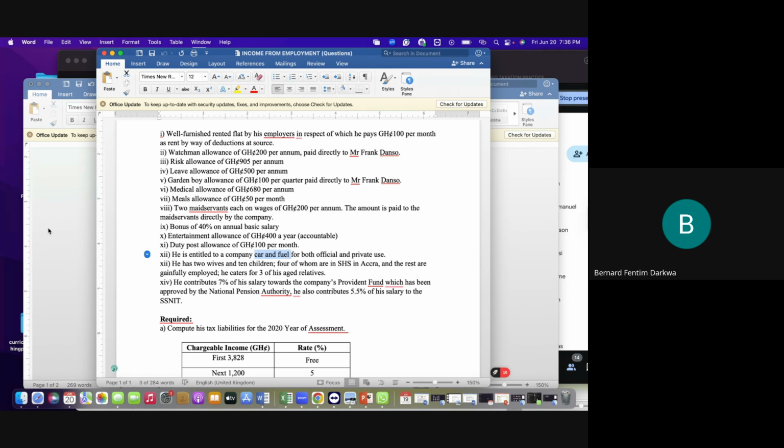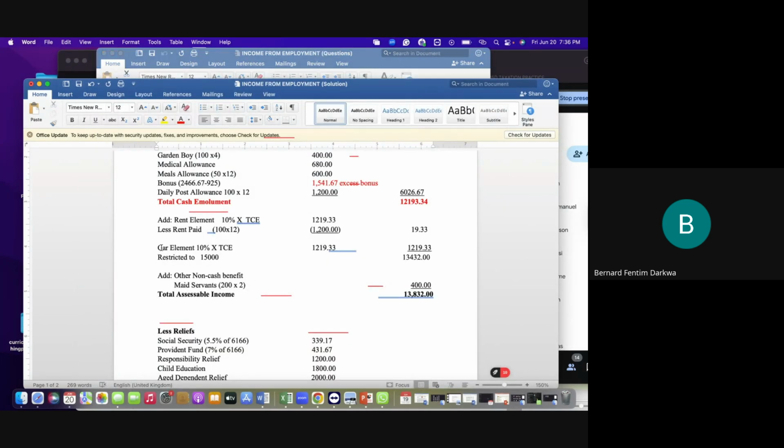So because you are giving car and fuel only, we are going to take 10% of the TC. And he was not making any payment in advance for it. So look at it: car element, 10% of total cash emolument. You calculate it, and the whole thing, you bring it here. So you see that now we have the rent element and the car element. The two, you add to the total cash emolument to get the qualifying employment.